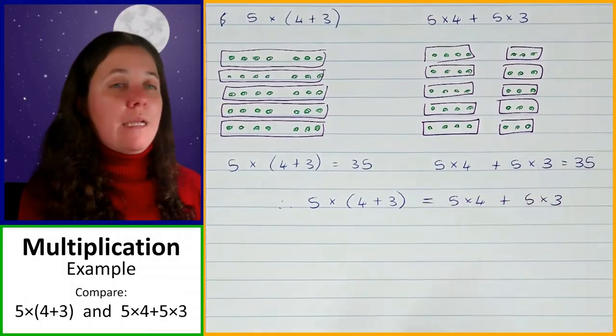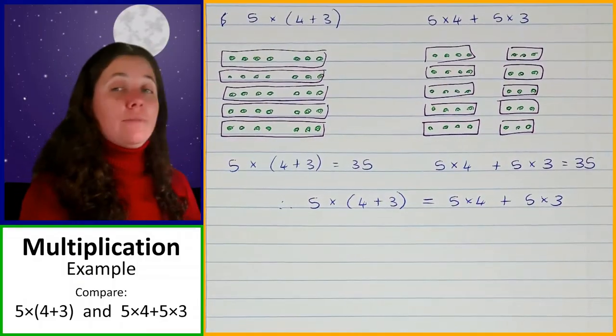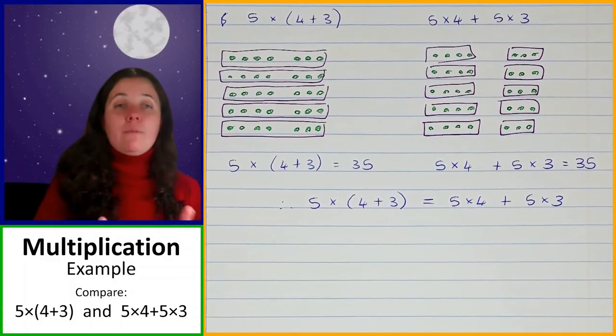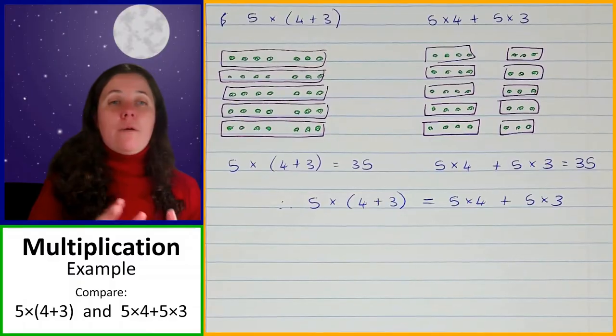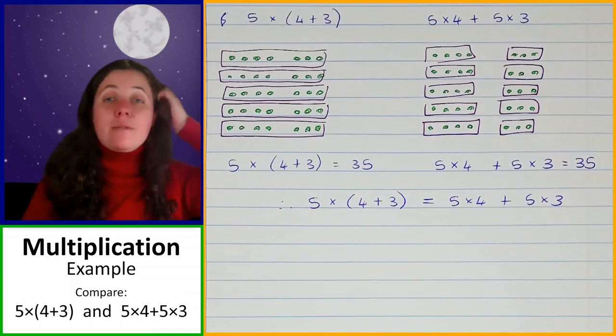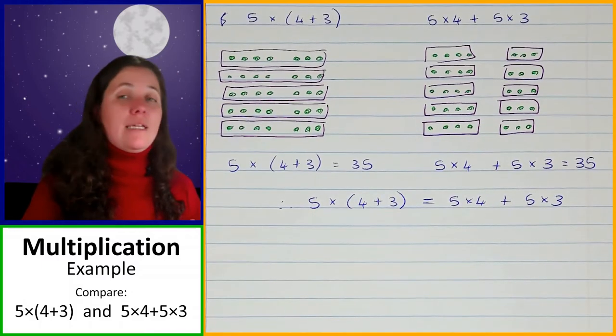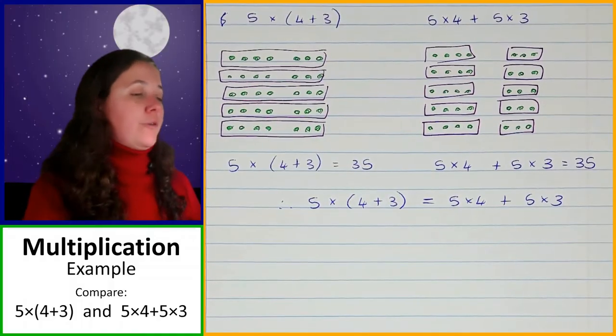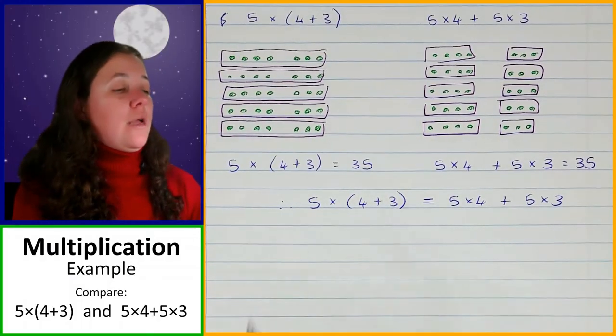Now this is very useful in some situations because it helps sometimes to know that we can multiply a number by another number, but we can split up one of those before we multiply, because sometimes it helps to split it up and it might be easier to multiply parts of the number rather than the whole number in one go.